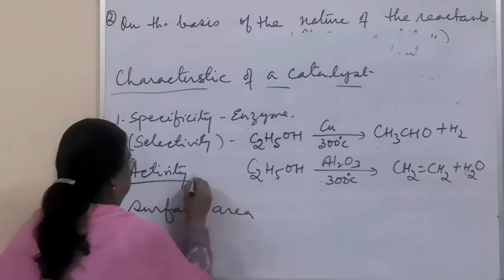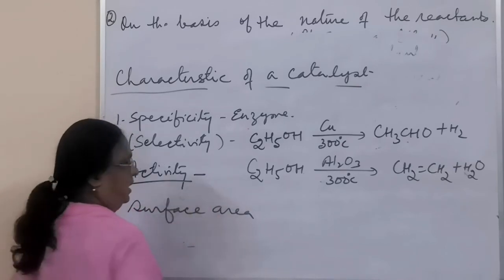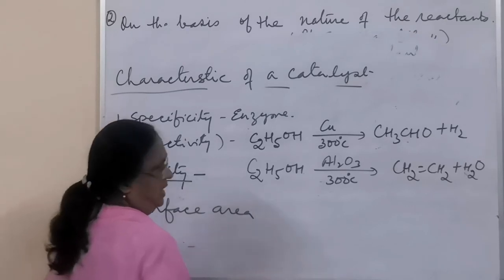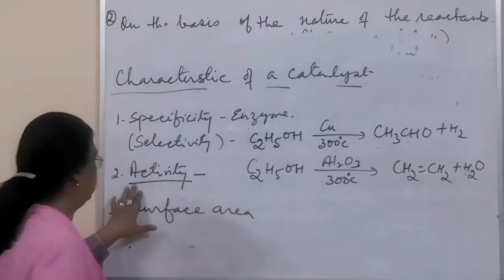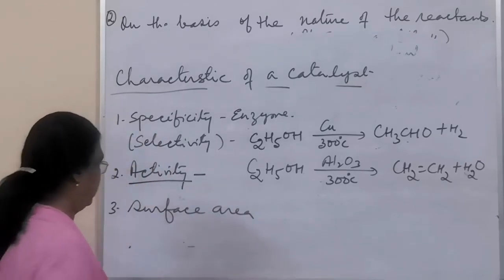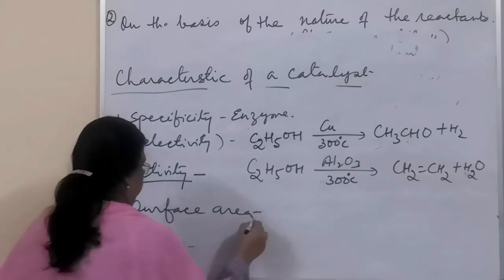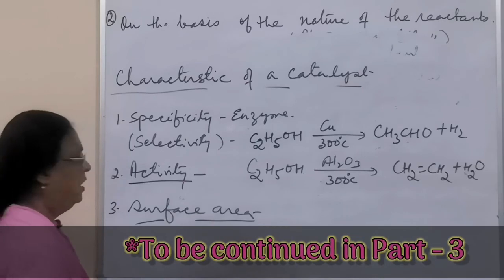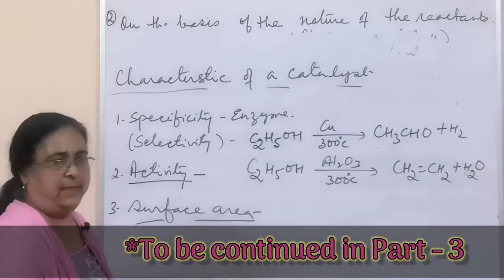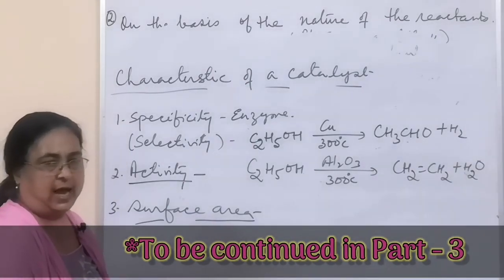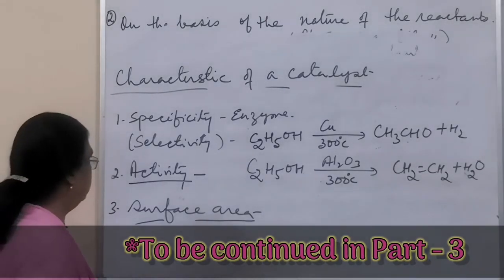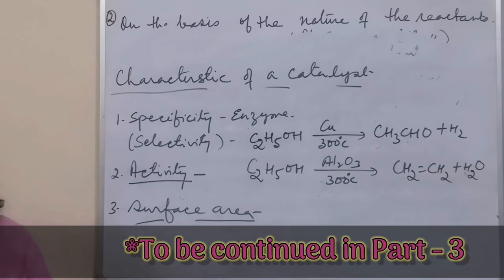Activity means they are altering the rate of reaction, which you have seen already. They mostly increase the rate of the reaction, but in some cases they may also decrease it. You can read examples from the book. Surface area we also saw in the previous class. The more the surface area, the faster and more active the reaction will be. And so here your catalysis finishes.